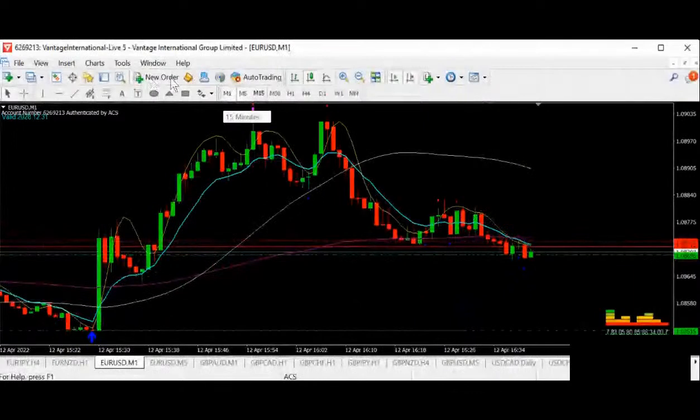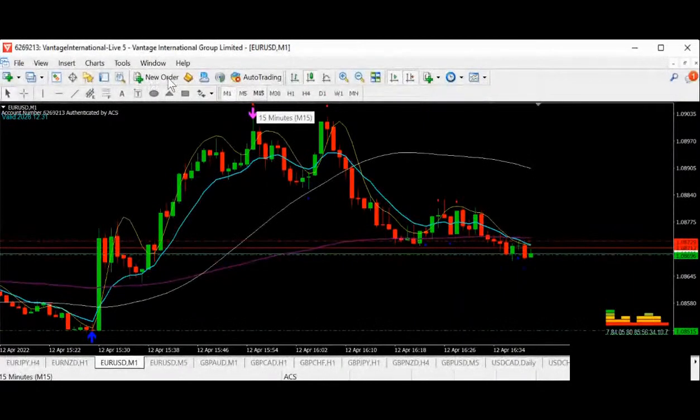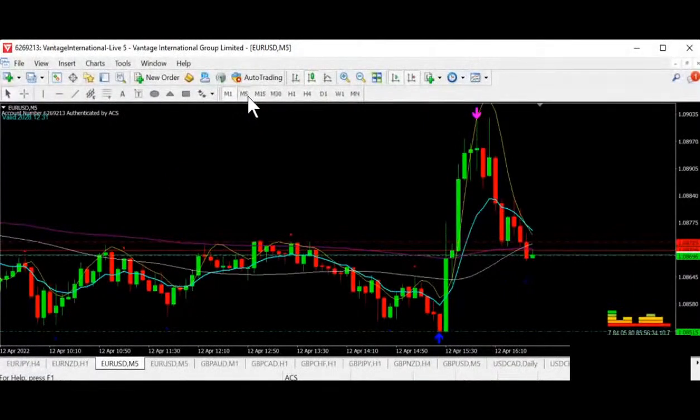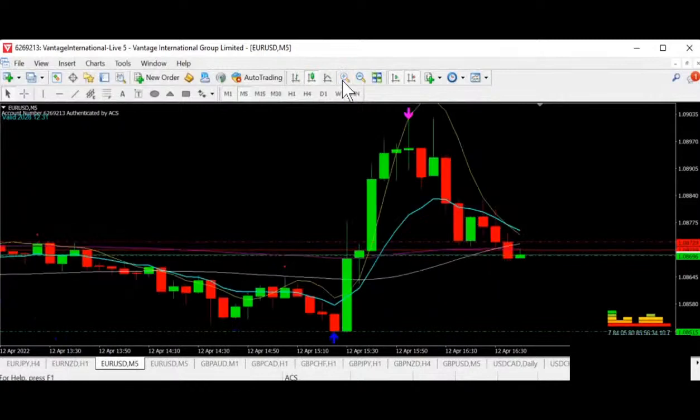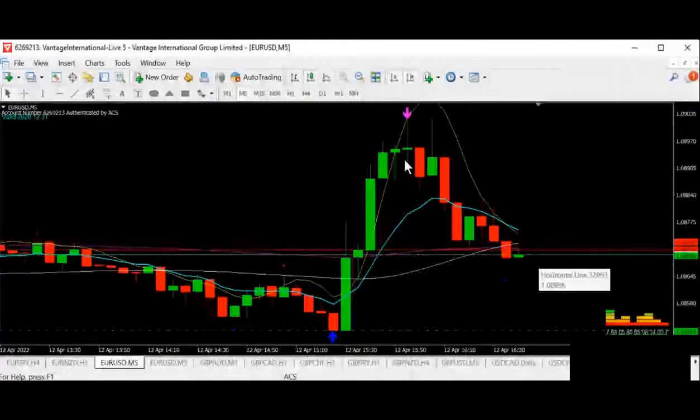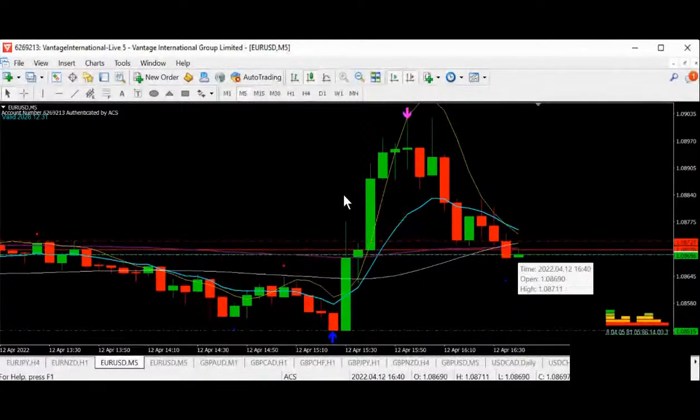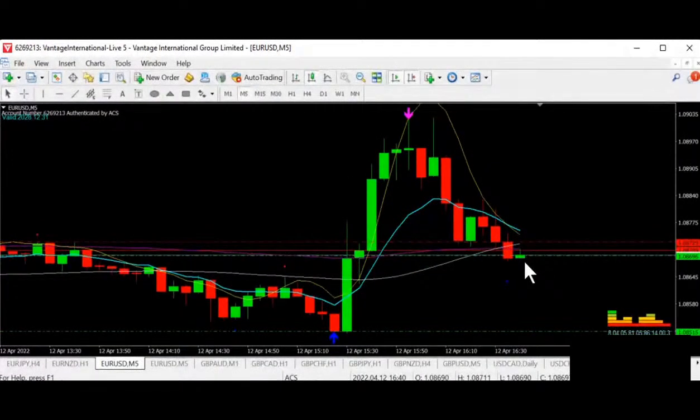Right now, it's still M5. Open up the candle. Let's zoom in again. Once the candle opens, you can see it opens below the white line and the purple line. So you see the candle trying to push up. It pushed up and touched the purple line, and it got rejected.